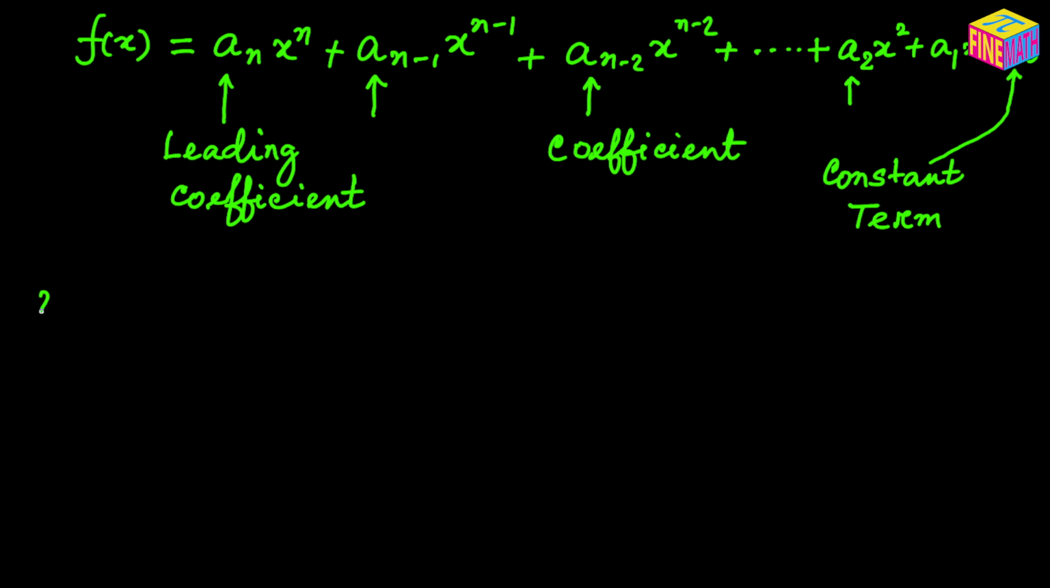Case number 1, when all of the coefficients are 0, even including the constant term. When all of the coefficients are 0 and the constant term is also equal to 0, then we can clearly see that if a sub n is 0, then this term becomes 0. If a sub n minus 1 is also 0, then the second term also becomes 0. Similarly, all of the terms will become 0, and finally we are also saying that a sub 0 is also equal to 0. Then f of x becomes equal to 0. So f of x becomes 0, and this form is called the zero polynomial.